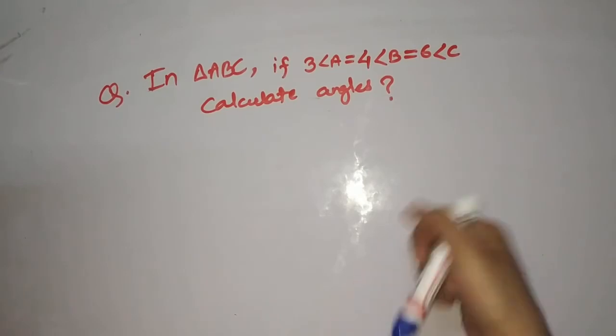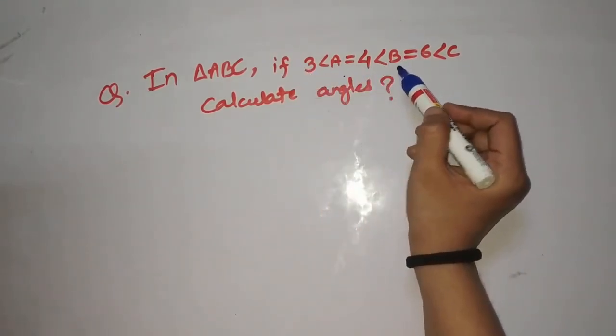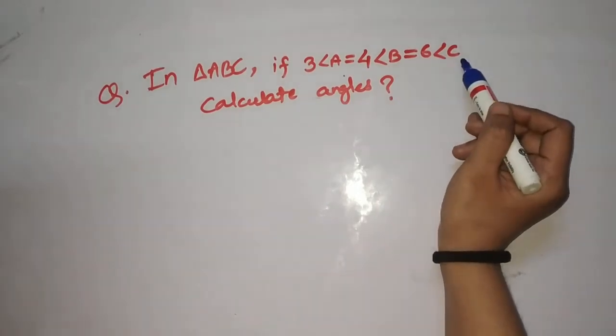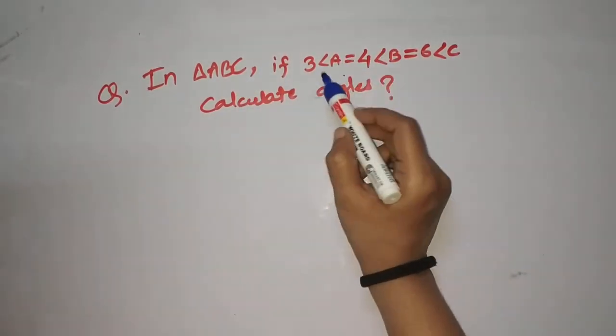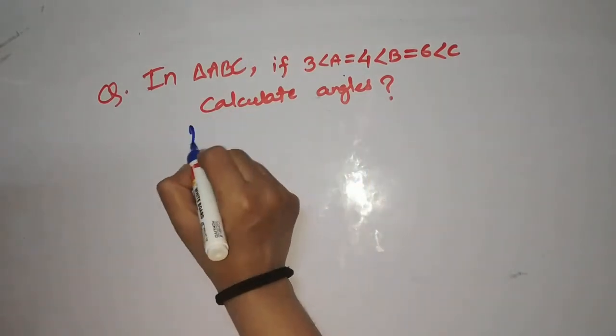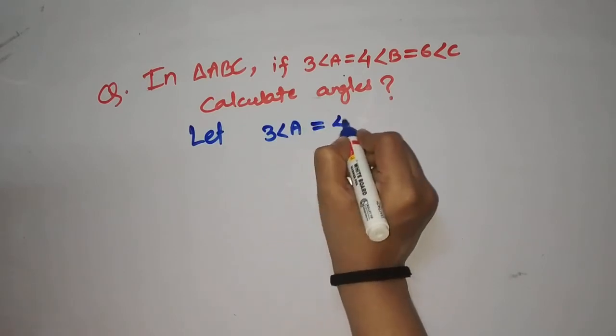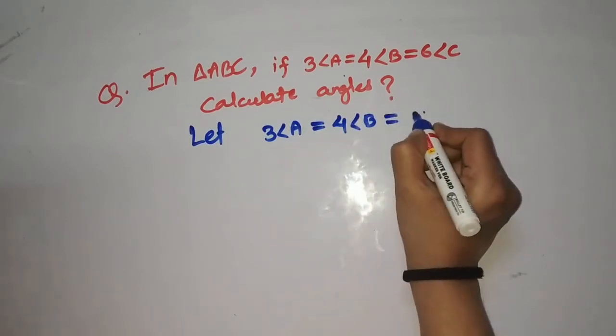So friends, now next question. It is given that 3 times angle A is equal to 4 times angle B, which is equal to 6 times angle C. We need to find the value of angle A, angle B and angle C. We need to find 3 different measures. So friends, let's start.